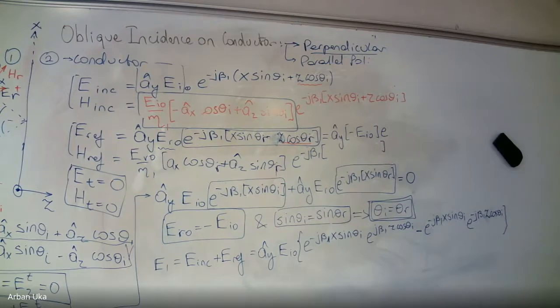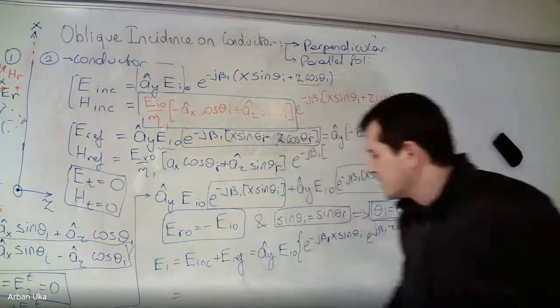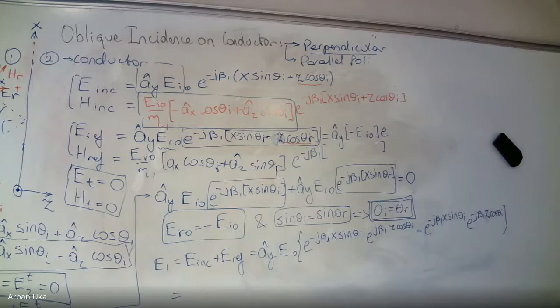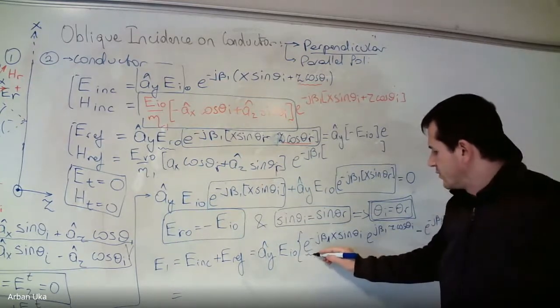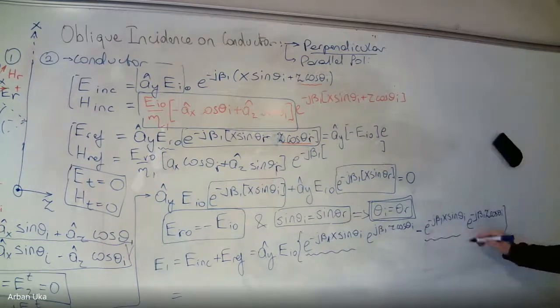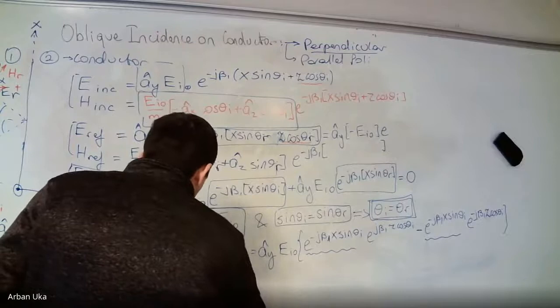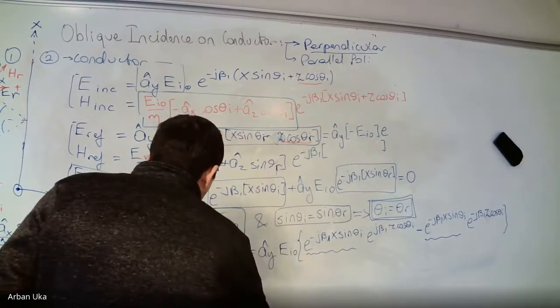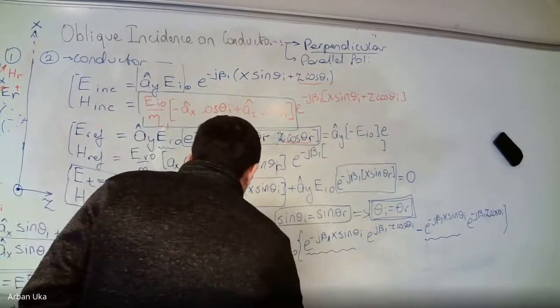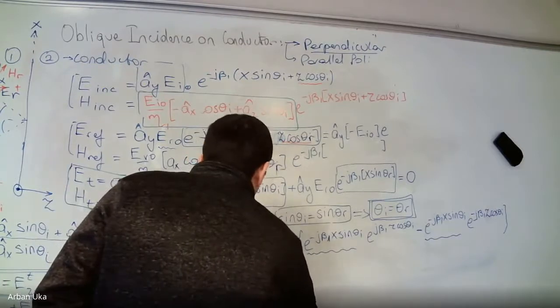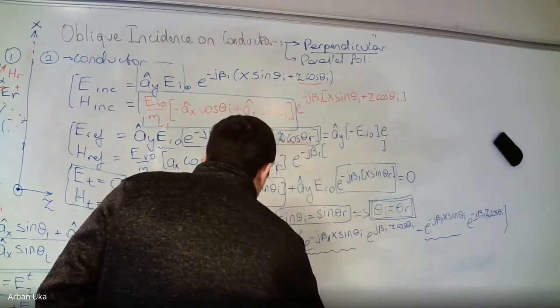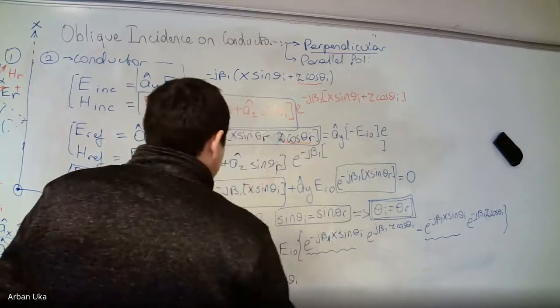Now, if we see this expression, we can jump directly to the final conclusion, but what we can observe is that we factored out this term, but we could also factor out this one and this one. So, and then we have only these parts in here. So this is equal to ay times ei0 times e to the power minus j beta 1 x sine theta I times.